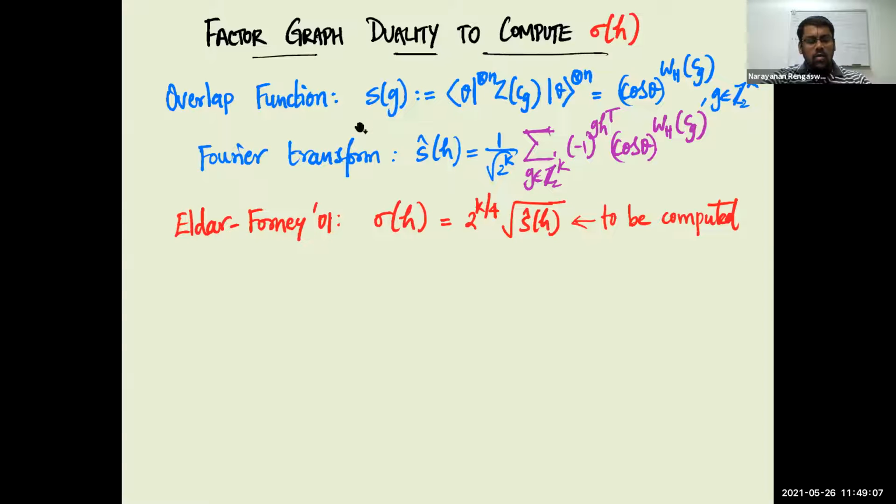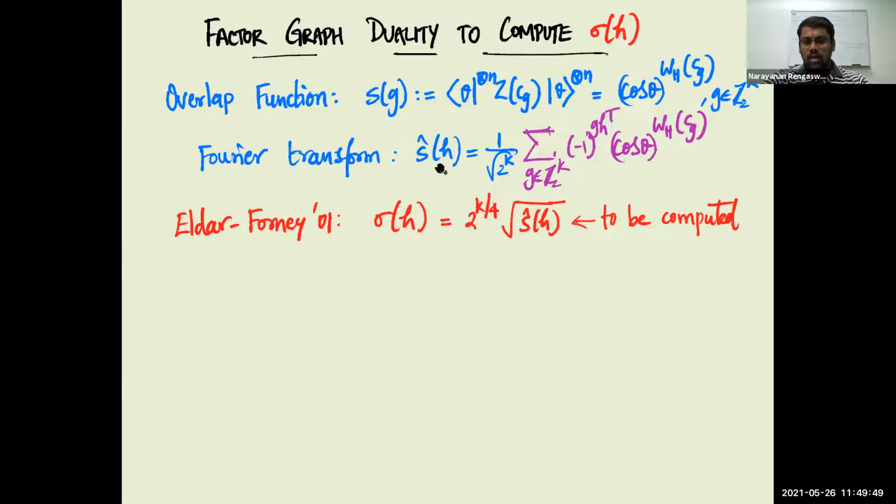So to do this, the first thing we do is define what's called the overlap function. For a k-bit vector g, which is the argument of this function, the function is defined as the inner product between the channel output for the all zero code word, which is just theta tensor n, and the channel output for the code word corresponding to message g. Which we saw using the symmetry is the z function applied to theta tensor n. And this inner product can be easily seen to be cos theta raised to the Hamming weight of the code word. So this is called the overlap function. It's just the overlap between this code word and the all zero code word at the channel output.